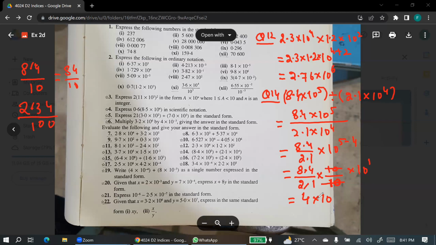If there is a multiplication or division sign between the terms, then we will give power to all the numbers. Is there any confusion in today's lesson? No. Now you will attempt this exercise. You have this exercise, and we will discuss the problems.